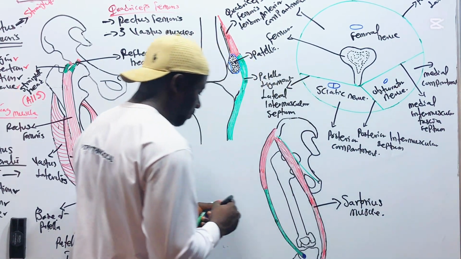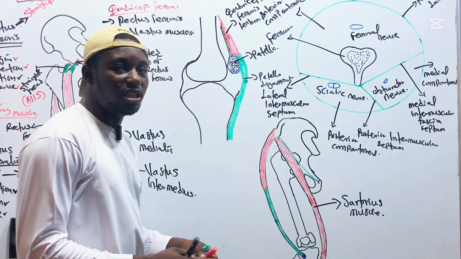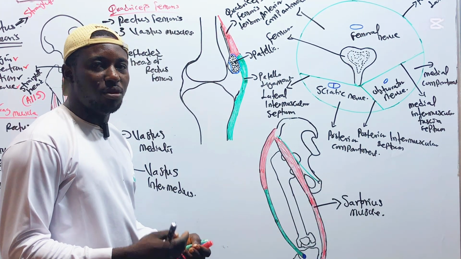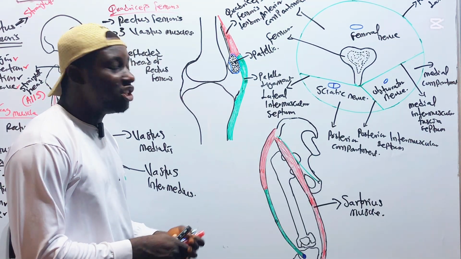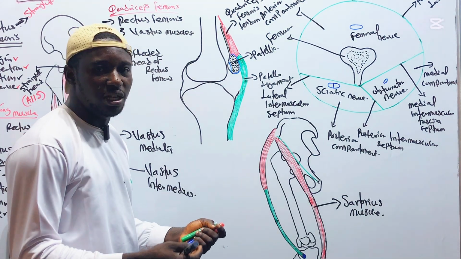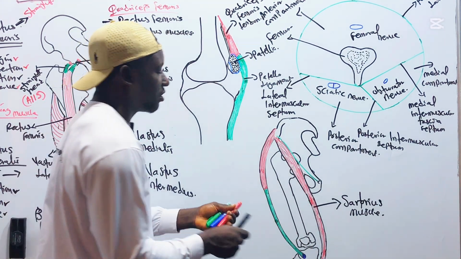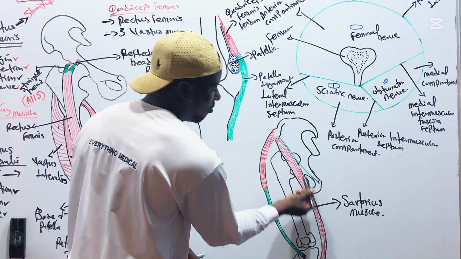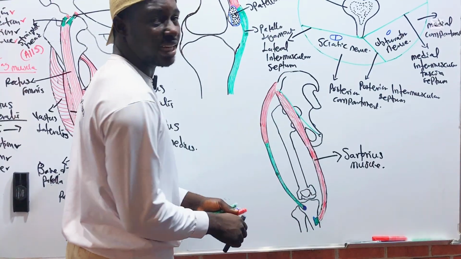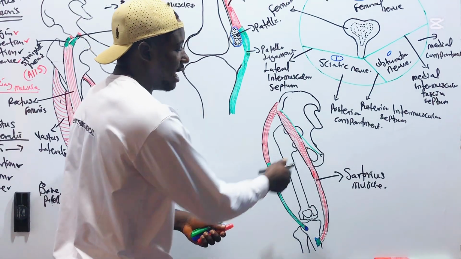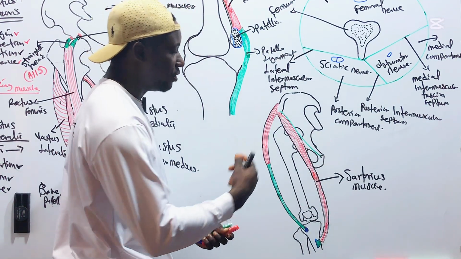The sartorius muscle. This sartorius muscle can be called the tailor's muscle. It is the longest muscle in the human body. It is long and thin. You get? It runs obliquely in an inferior medial direction in the anterior compartment of the thigh. As you can see here, it is a long muscle.